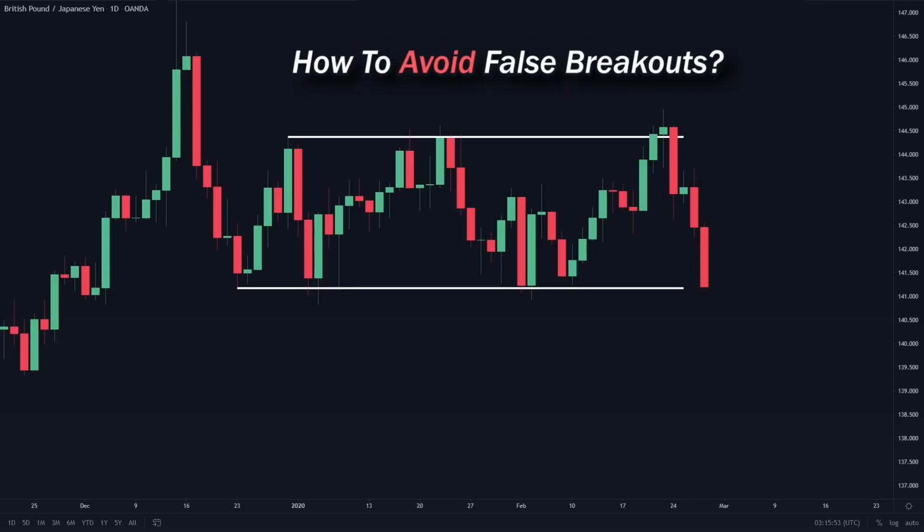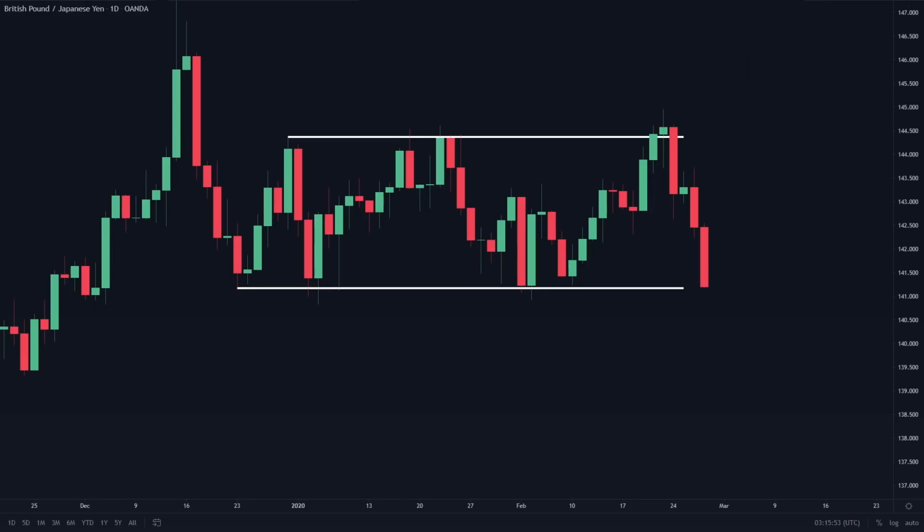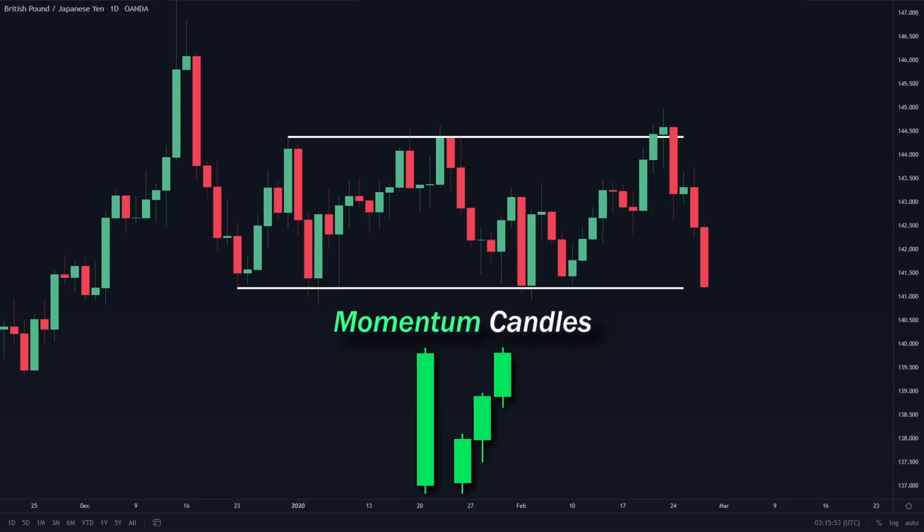And so how do we avoid these false breakouts? Well, a simple trick that I use to avoid false breakouts is by looking for momentum candles at the breakout. A momentum candle could be in the form of a big candle or multiple medium-sized candles. Let me show you an example.